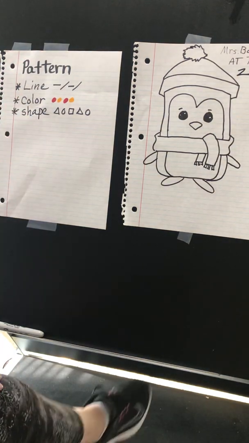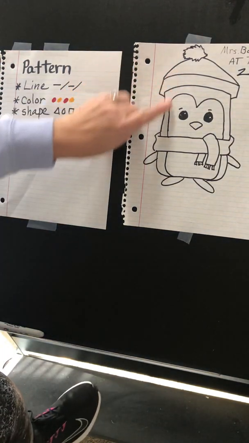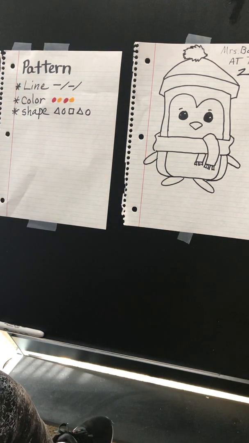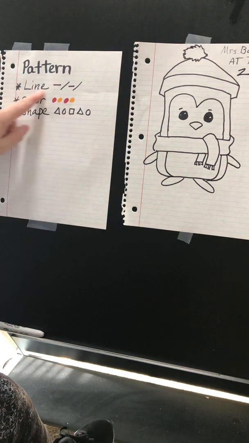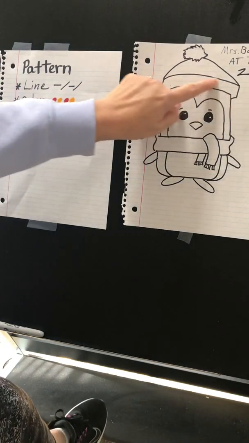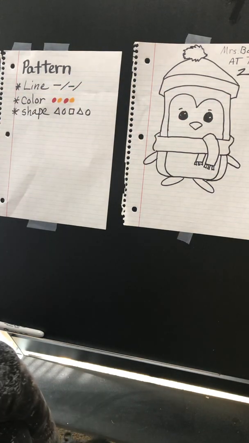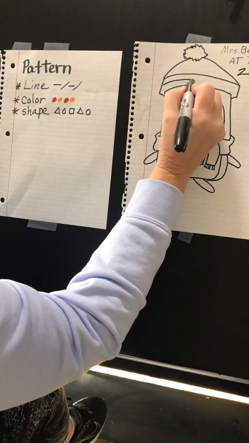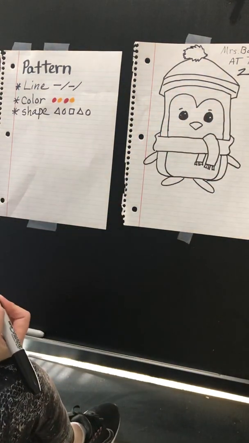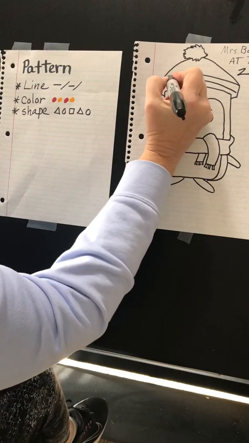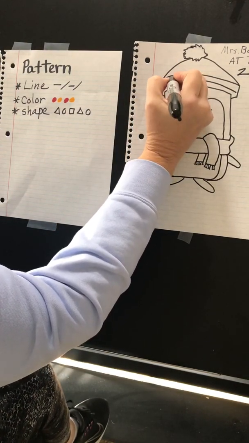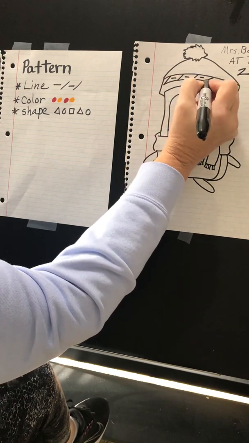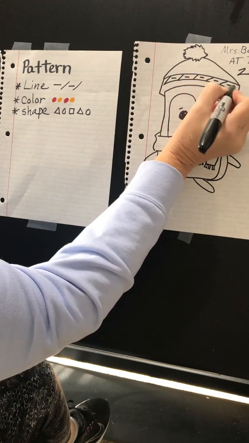Let's review our pattern. We want the hat and the scarf to have patterns on them. So let's do a line pattern right here in the brim of his hat, or the part that turns up on his wool hat. So I'm going to do an extra line through there. And I'm going to make the top one go diagonal, straight, diagonal, straight, diagonal, straight, diagonal, straight, diagonal, straight, diagonal.